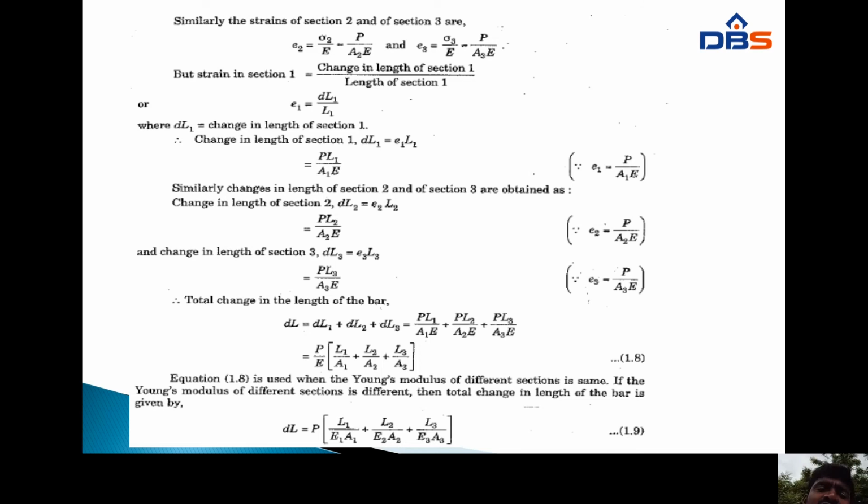Delta L equal to PL by AE. P is the load, L is the length of the rod, A is the area of the cross section, E is the Young's modulus of elasticity. Okay, next.